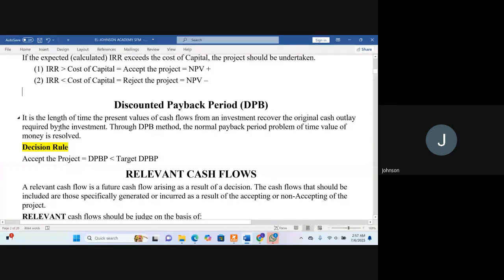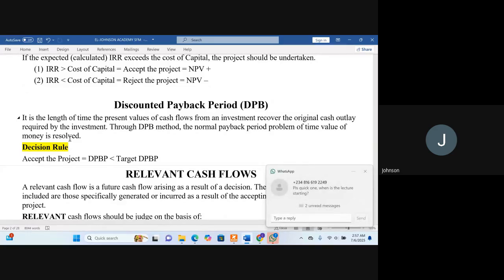They say that it is the length of time the present values of cash flows from an investment take to recover the original cash outlay required by the investment. Through the discounted payback method, the normal payback period problem of time value of money is resolved. I told you that anything that involves cash flows, those cash flows are coming in the future. You cannot say you will not discount them. To know their value today, you need to discount them back to present value.